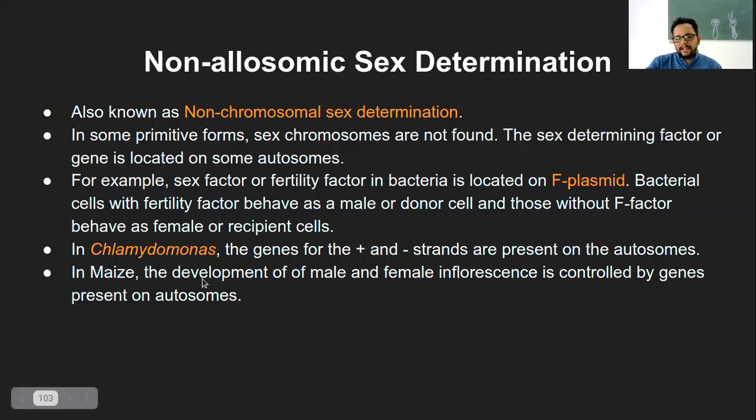Then in maize, that is the plant, the development of the male and female inflorescence is controlled by the genes present on the autosomes, and that is also non-chromosomal or non-allosomic sex determination. So this is only with respect to the inflorescence. Everything else will still be controlled by other genes, which are again on autosomes. But all these species do not have a specific sex chromosome, and that is why it is called non-chromosomal or non-allosomic sex determination process.